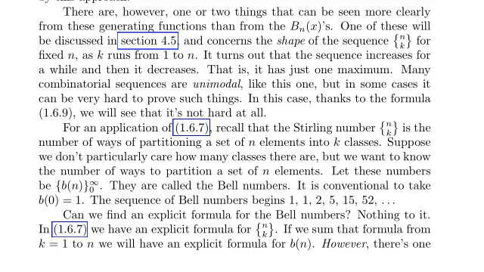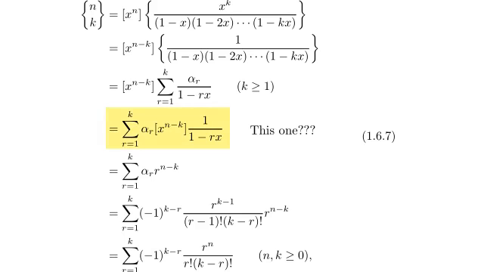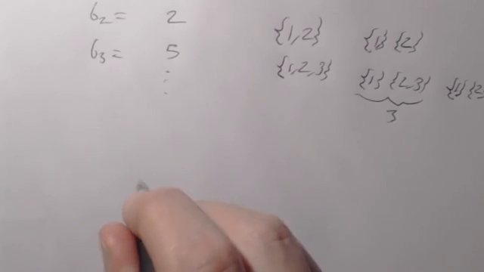Can we find an explicit formula for the Bell numbers? Nothing to it. In 1.6.7, we have an explicit formula for {n k}. If we sum that formula from k equals 1 to n, we will have an explicit formula for Bn. However, there's one more thing that is quite profitable to notice. The formula 1.6.7 is referring to this particular line, so I'm just going to write that out.